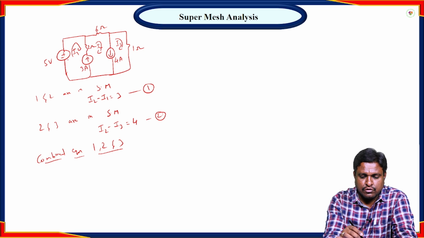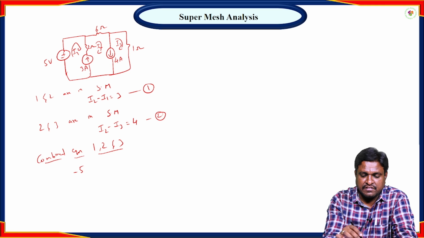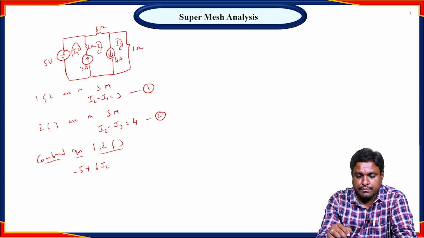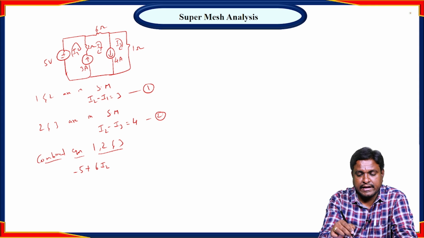So starting with the first loop, minus 5. Next we have to exclude this branch consisting of current source. Even though there is a 2 ohm resistor, we have to exclude the complete branch. So the first loop is completed. Come to the second loop, plus 6 into I2. So we have to exclude the branch consisting of current source, and again we are going to exclude the branch consisting of current source. Second loop is completed.